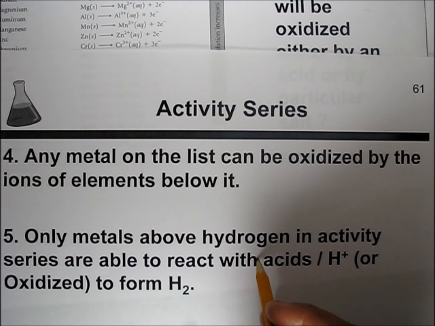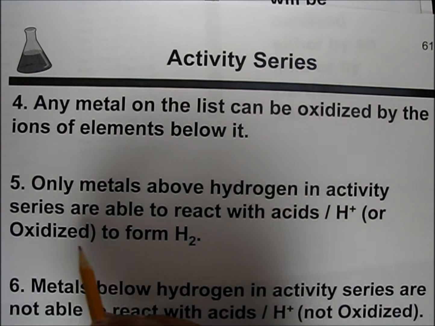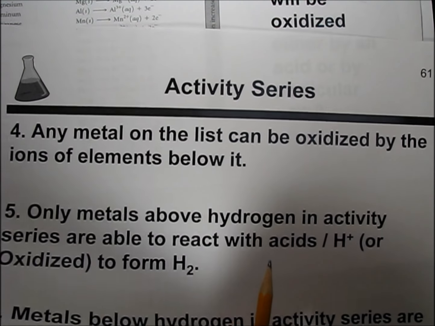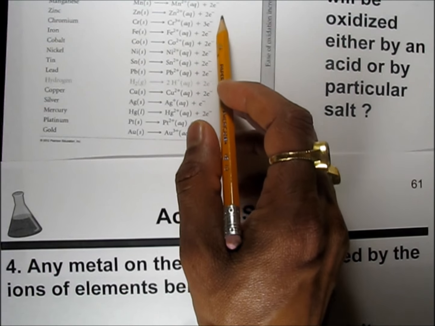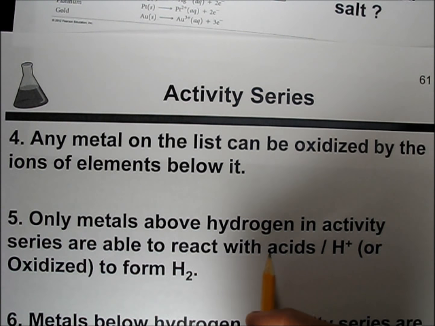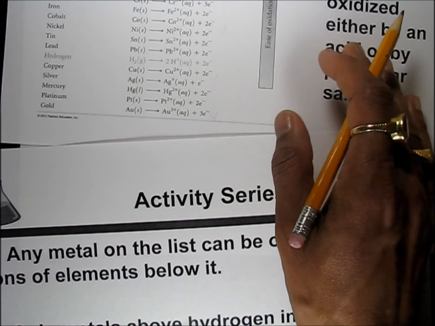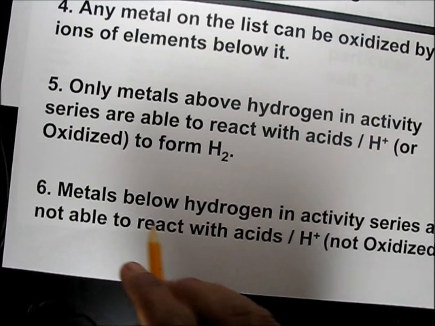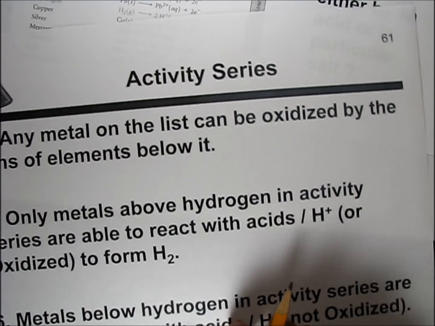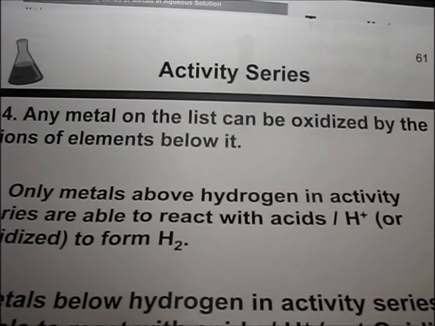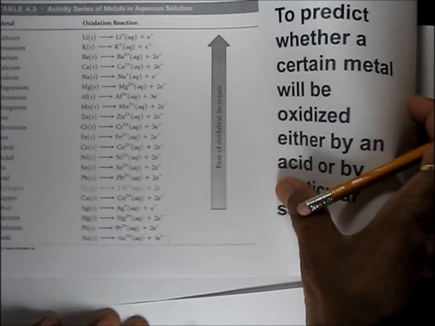Only metals above hydrogen in the activity series are able to react with acid, or H plus, and be oxidized to form hydrogen ion. Here in the activity series, you can see the hydrogen is here. Metals above the hydrogen are the only ones that react with the acid. Metals below the hydrogen do not react with acid to produce hydrogen gas, and are not able to oxidize. So these are the properties of the activity series, and as we see some more examples, we will understand this better.